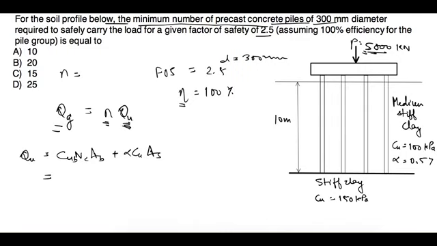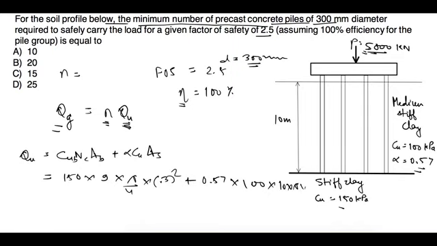Cu at the base we will take in this term, so that is 150 kPa. 150 into Nc, we take as 9. Area of base, for this diameter 300 mm, for a single pile, is pi by 4 into 0.3 square, plus alpha is 0.57, it is given here. Alpha Cu here is 100, and area of surface, that is 10 into pi into the diameter of the pile, that is 0.3 meter. So from here this value comes out to be 632.64 kilonewton.